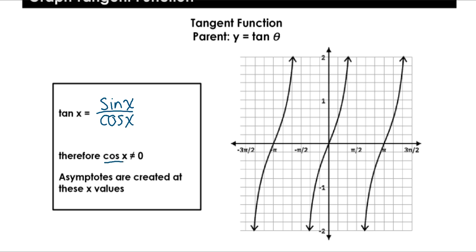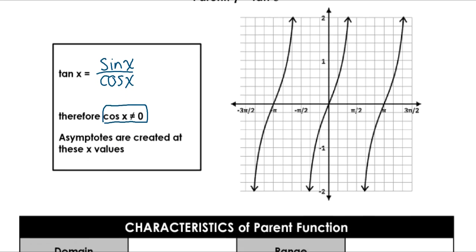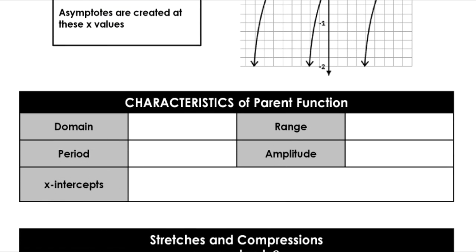So because of that, since we're dividing by cosine, the cosine of x can never be 0. So we end up with these things called asymptotes. So if we were going to divide by 0, it creates a spot on the graph that's never going to be crossed. So anywhere that the cosine would equal 0, remember that is where we're going to end up with some vertical asymptotes. So those are some key differences in the tangent function that we didn't have on sine and cosine.